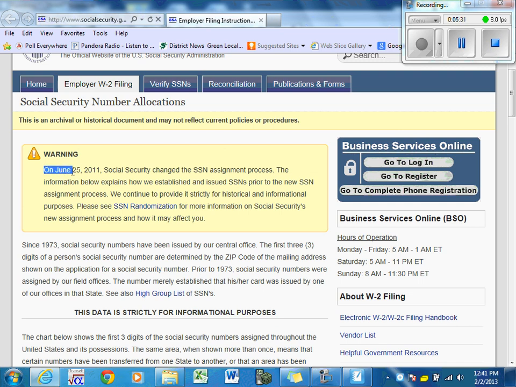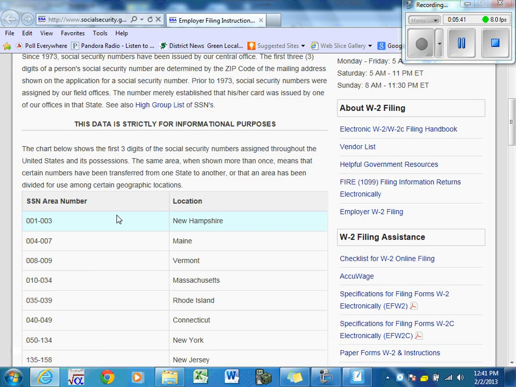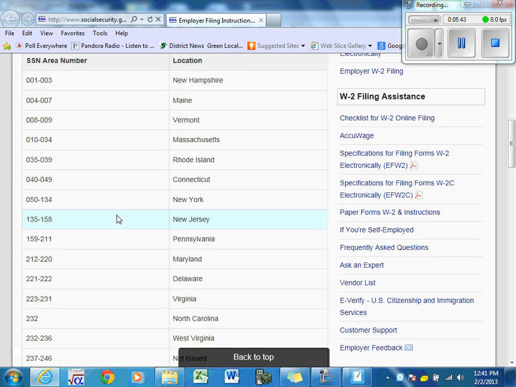Starting in June of 2011, they switched the procedure. It is now completely random. This is how it used to be. Nowadays, they completely randomly generate all the digits. The middle two digits, if you think of your Social Security number, your first three digits, and then you have two middle digits, are called the group number.